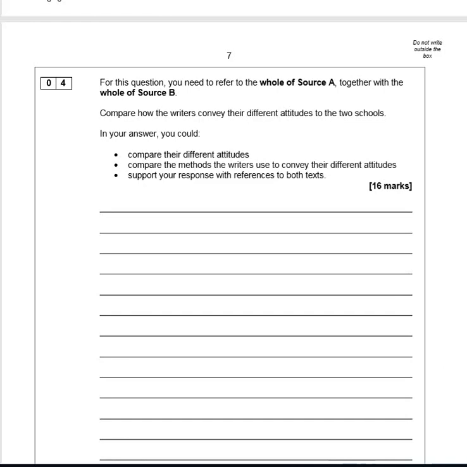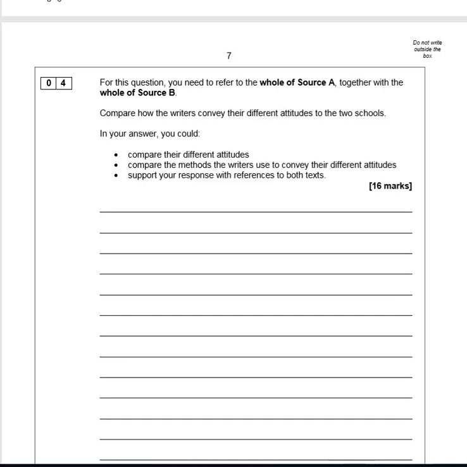Remember, how do writers convey? They use language and they use structure. So we can use our knowledge of language, how to write a language question and how to write a structure response. Question 3, English Language Paper 1, was a structure question. We can use the same skills, but we are comparing. Look how many times the word compare is on this page: 3 times. Compare the different attitudes.